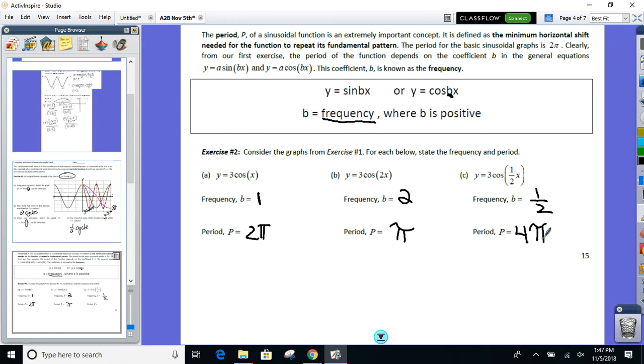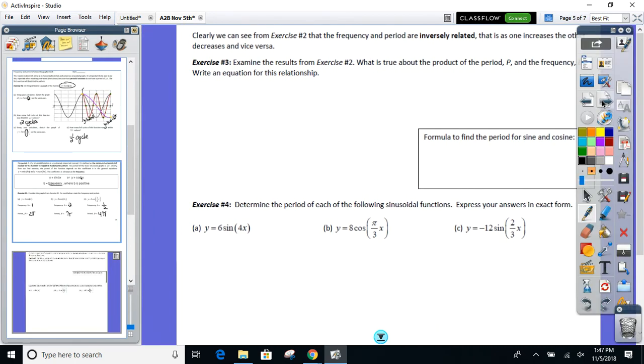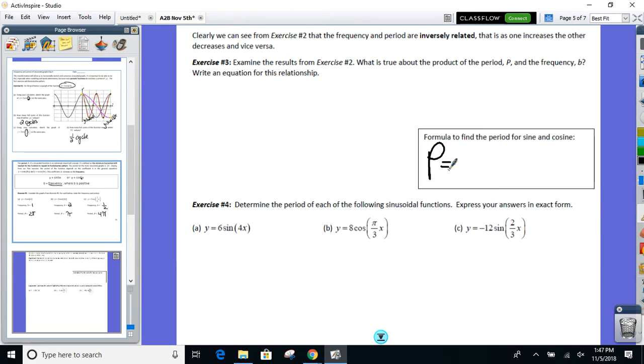I'm not going to ask you to graph every time and tell me the period. I want you to be able to look at these equations and say, that's the period, 4 pi, without having the graph. So how do we do that? I got a formula for you. Simple formula to find period. Here's how you do it. The period of any sine or cosine graph can be found by taking 2 pi, always 2 pi, and dividing it by b.